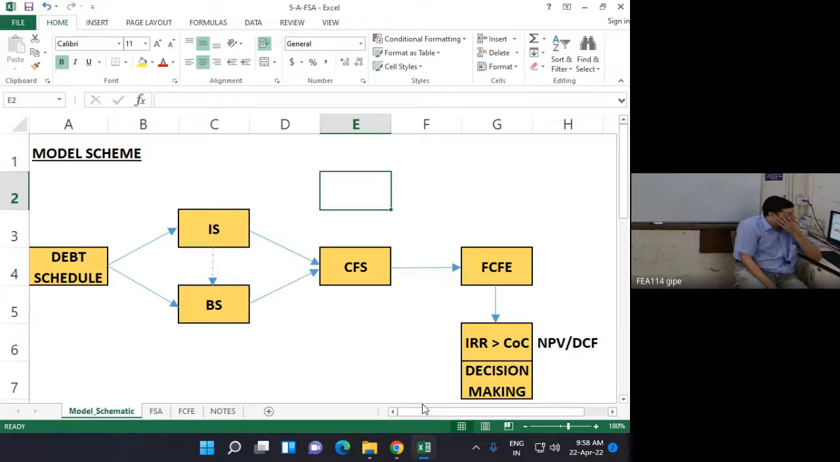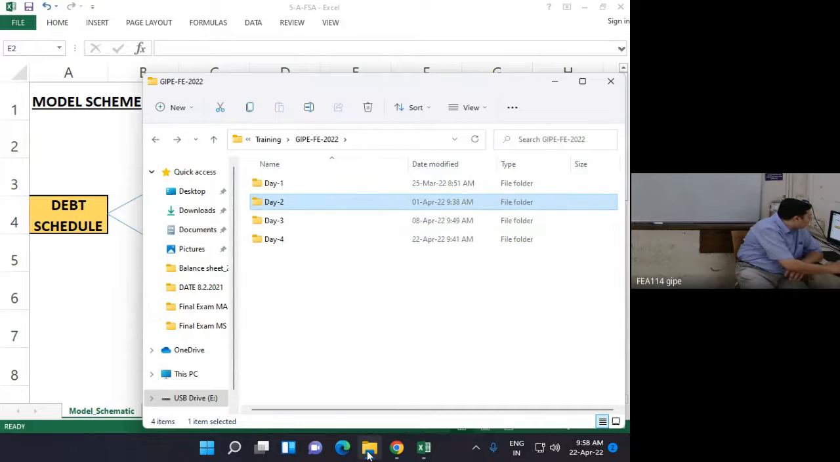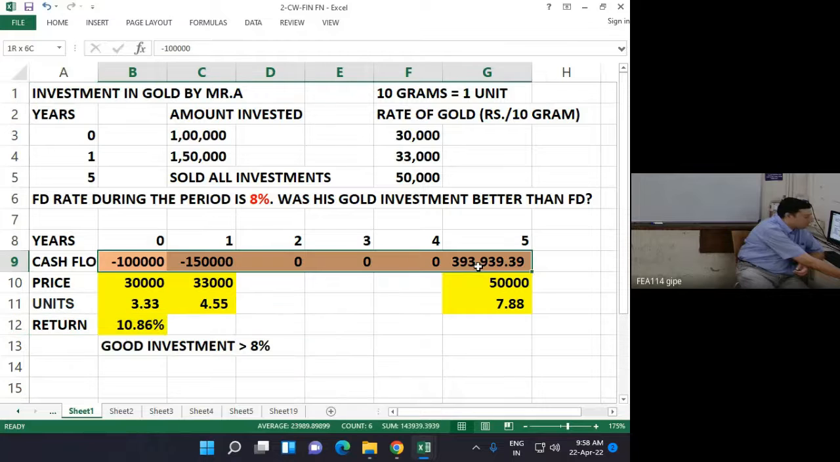Now, first we want to establish why we need the statements. Here is an explanation of it. The first part is the scheme. What is our goal when we are making a financial model? Why are we making a financial model? If you recall, on day 2, we had done this example of gold. This person invested some amount and then got something back in return, and then we figured out whether it was a good investment or not. We were able to find that out by finding the IRR, which was estimated on the basis of cash flow.